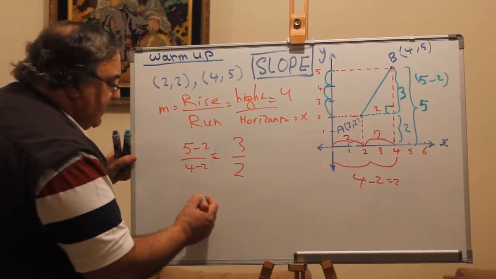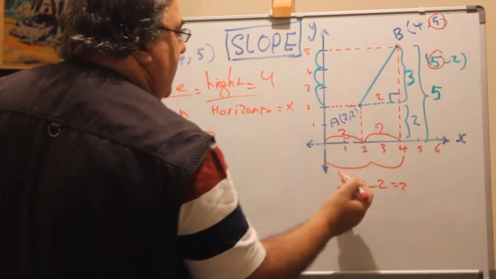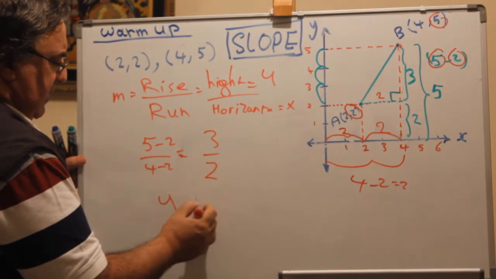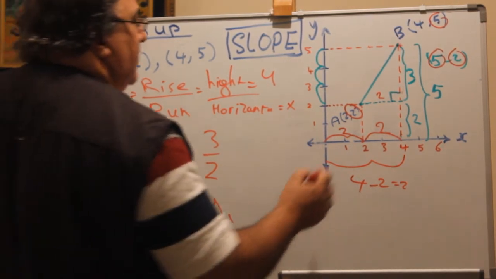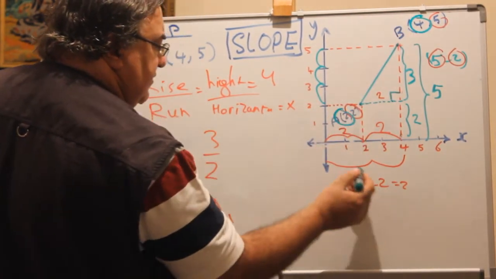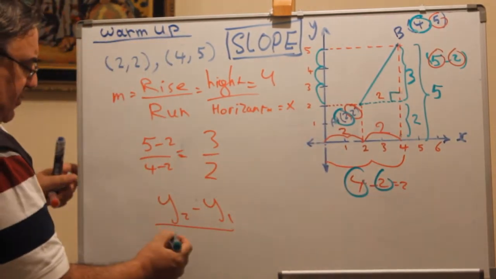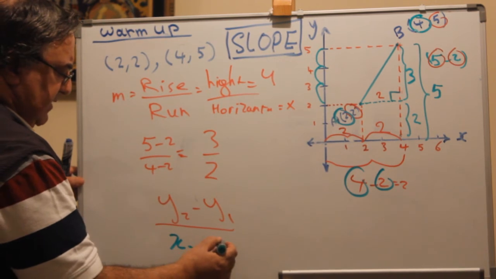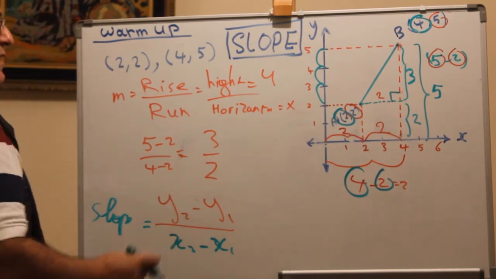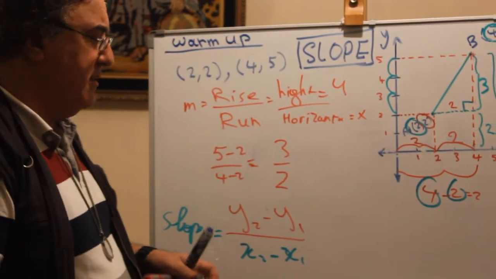We can say the Y of this point minus the Y of this point, so Y2 minus Y1, over the X of this point minus the X of this point, so X2 minus X1. This gives me the slope. Always take the coordinates of this point, Y2 minus Y1, over X2 minus X1.